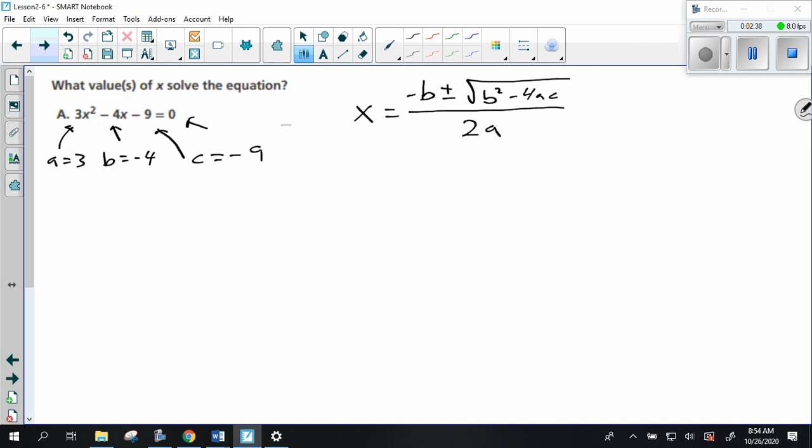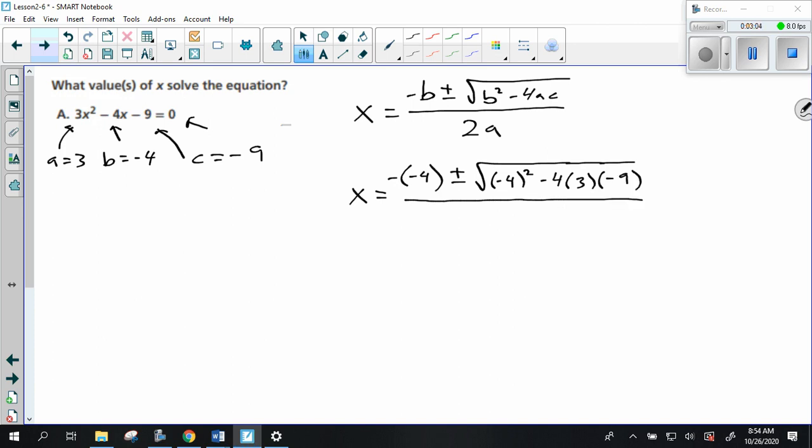So let's begin with the substitution. Negative b, so we're talking about negative 4, plus or minus. And b squared in this case is negative 4 squared. And then 4 times a, which we identified as 3, and c we have identified as negative 9, all divided by 2 times a, which is 3. And there we go. Our first step is this substitution step.